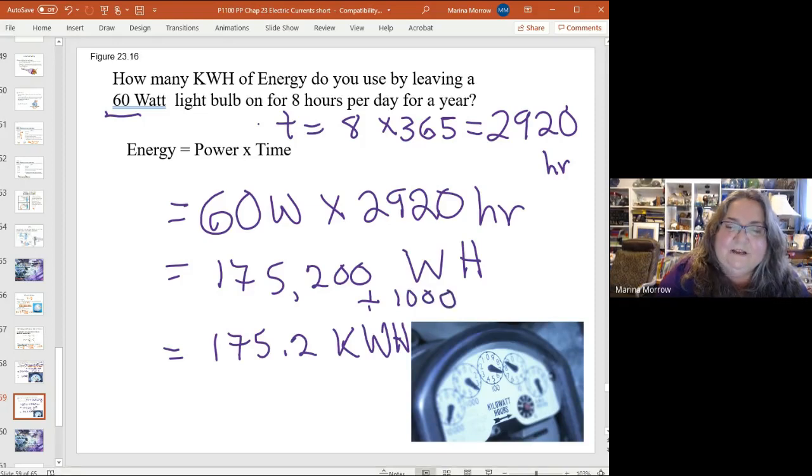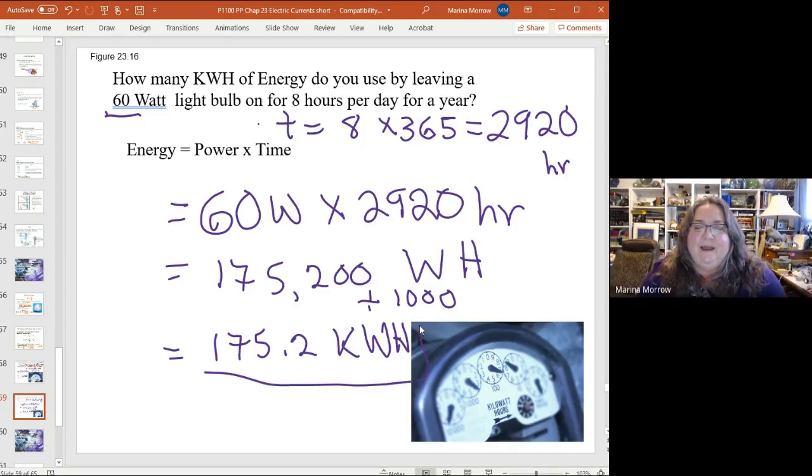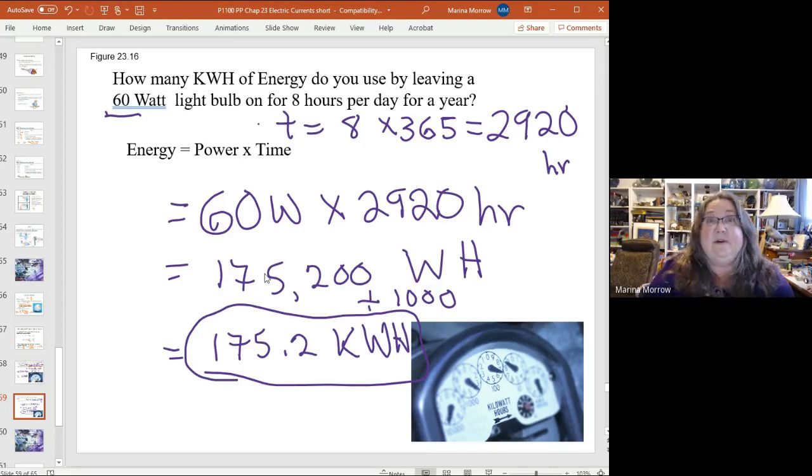Okay, so at this point, divide by 1,000. You can divide by 1,000 at the start to make it kilowatts, or divide by 1,000 at the end to convert it to kilowatt hours. Okay, so anyway, you've got a couple of those problems in the homework and in the test and the quiz, so make sure you're ready for them. And that is the end of this chapter. All right.